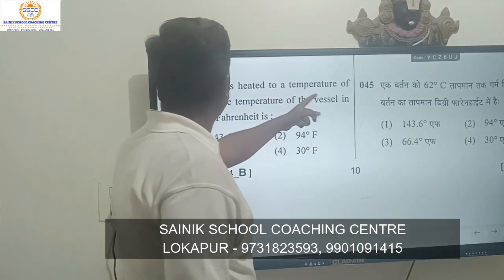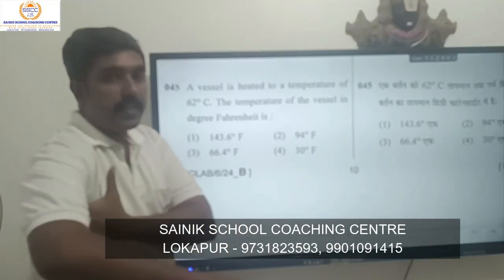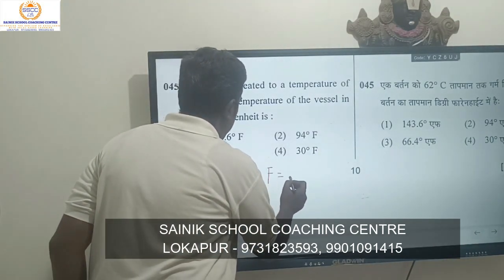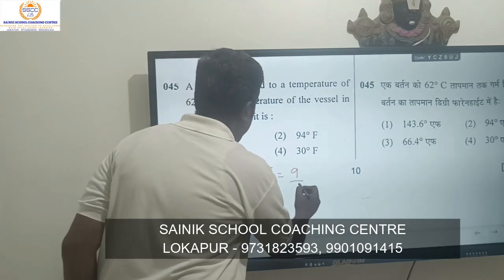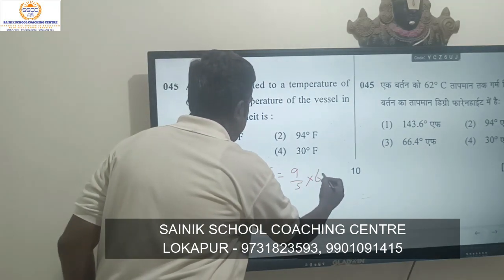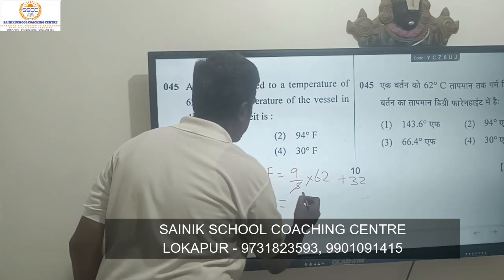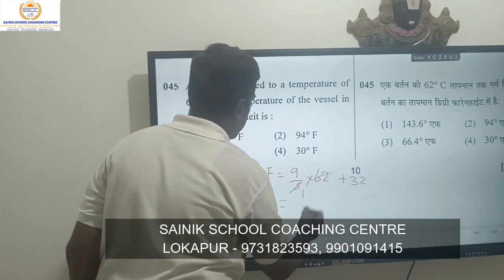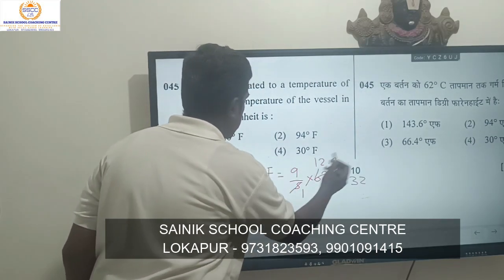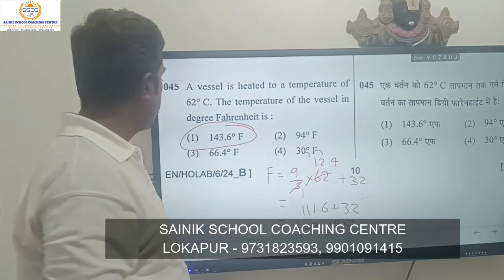A vessel is heated to a temperature of 62 degrees centigrade. The temperature of the vessel in degree Fahrenheit. So we have to convert it into Fahrenheit. So we use the formula: Fahrenheit is equal to 9 by 5 into centigrade plus 32. What is centigrade? 62 degrees plus 32 degrees. So 5 ones are 5, 5 twos are 10. So option 1, 143.6 degree Fahrenheit.